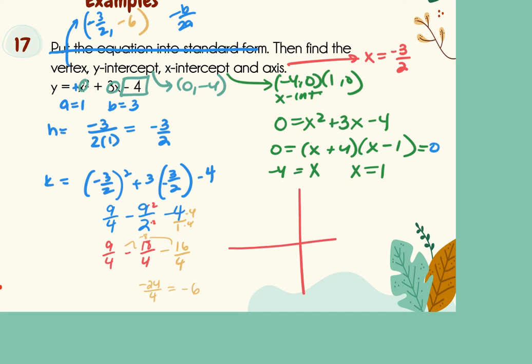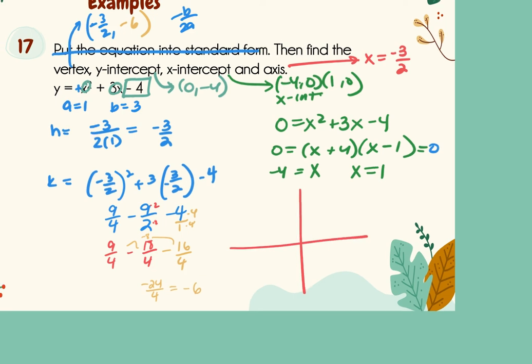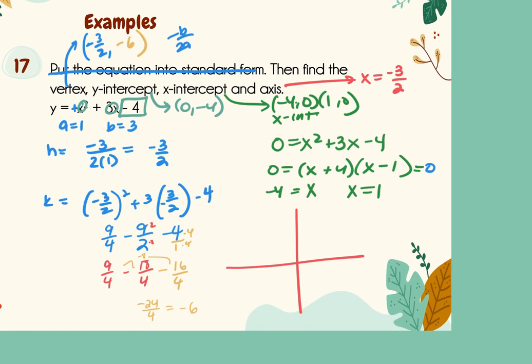If you wanted to graph this, it didn't say it, but if you wanted to graph this, my vertex would be negative 1 1/2 and negative 6. My y-intercept is 0, negative 4, and my x-intercepts are negative 4 and positive 1.